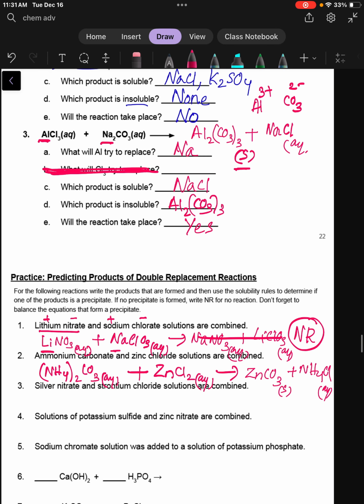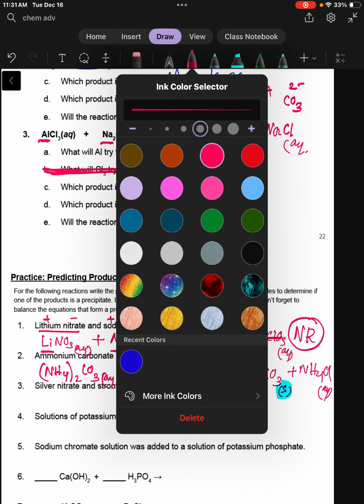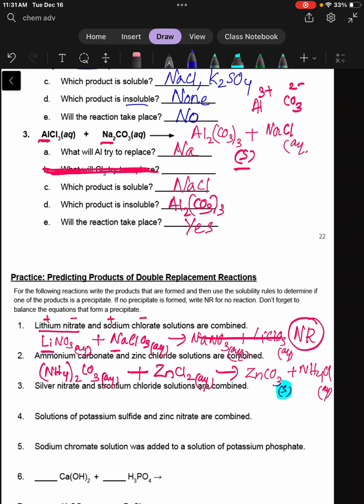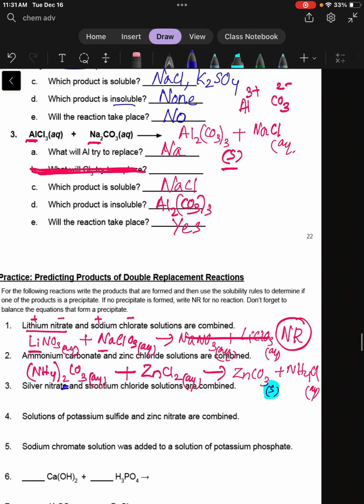That means this is a reaction because we got a solid precipitate here. Since it is a reaction, you are responsible for balancing that. There are 2 ammonium here, so I'm going to multiply this with the 2. And 2 chlorine, that is balanced now. Okay, that's it.